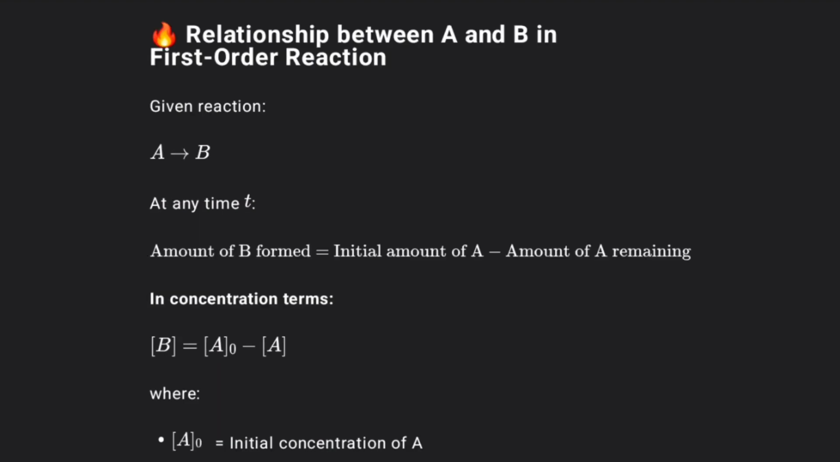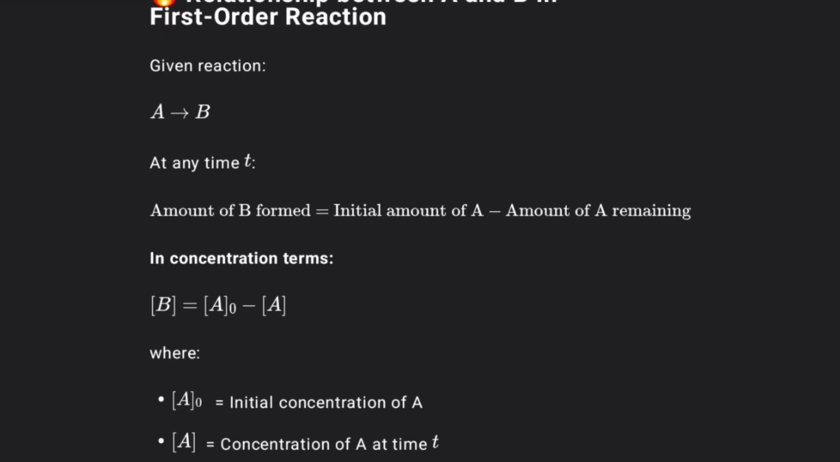Relationship between A and B in a first order reaction. Given the reaction A → B, at any time t, the amount of B formed equals the initial amount of A minus the amount of A remaining. In concentration terms, [B] = [A]0 - [A], where [A]0 is the initial concentration of A.